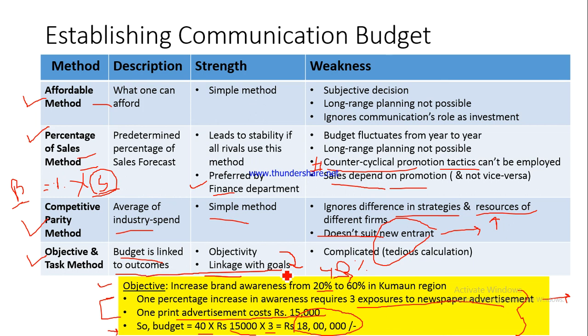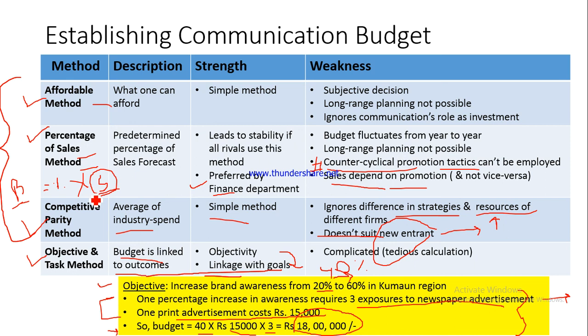However, one problem with this particular method is that it requires a lot of complicated, tedious calculations, which again is going to be a time consuming task. So this is why many companies don't use this particular method. This is fine. So this is how we determine our communication budget. These 4 methods are there. The first 3 methods are more subjective methods. They involve a lot of subjectivity, while the 4th method is much more objective than the other 3.